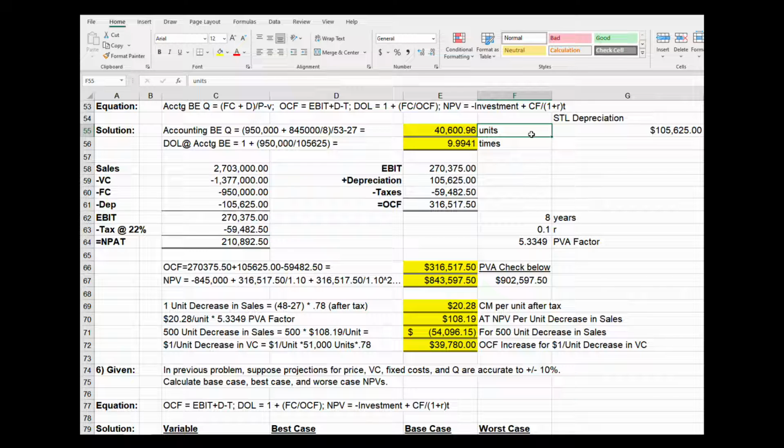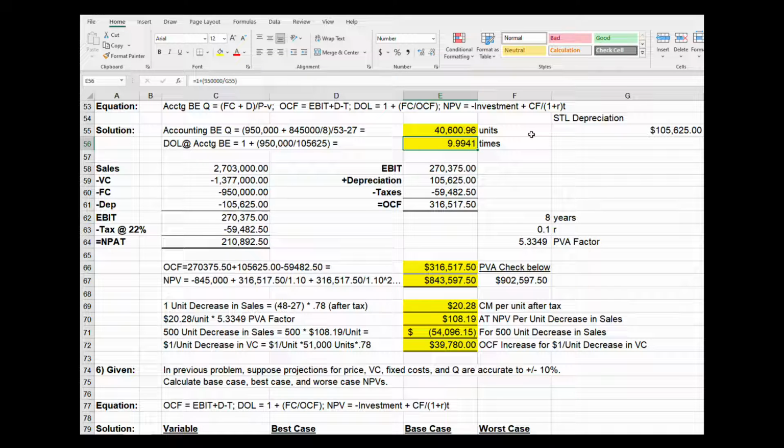Then they want to know what is the accounting break-even quantity. It's fixed cost plus D, which is OCF. D is $845,000 over 8. And divided by contribution margin of 53 minus 27, and I get an accounting break-even quantity of 40,600.96 units. Obviously, in production, we would up that to 1 unit.